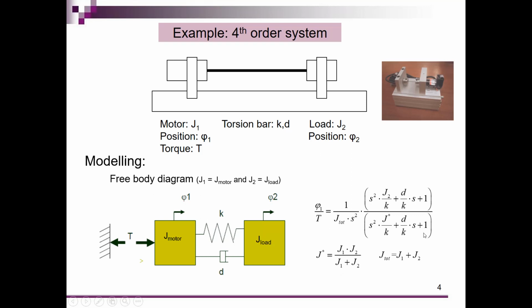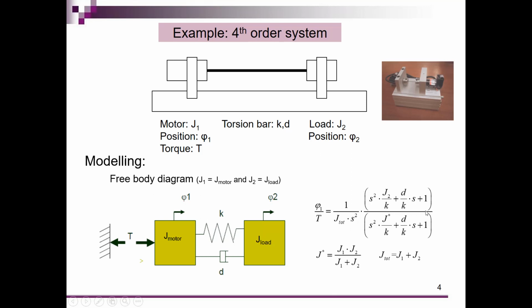So what do we see over here? We have the low frequency behavior, which equals J, the total inertia, times S squared. So it's a part in the Bode plot which will decrease by minus 40 dB per decade.